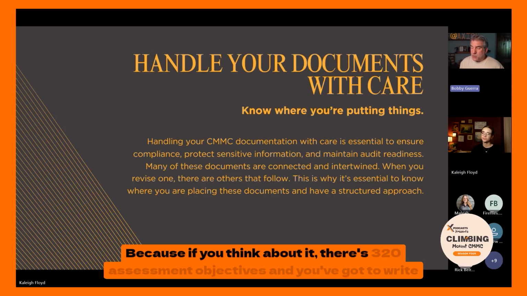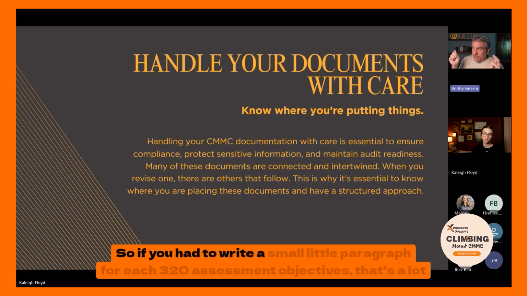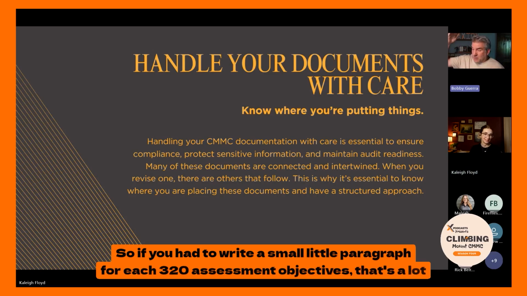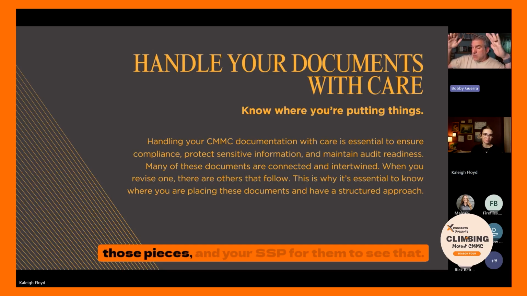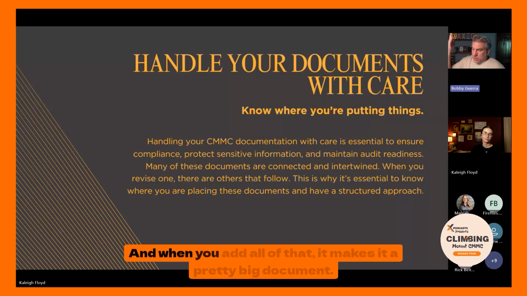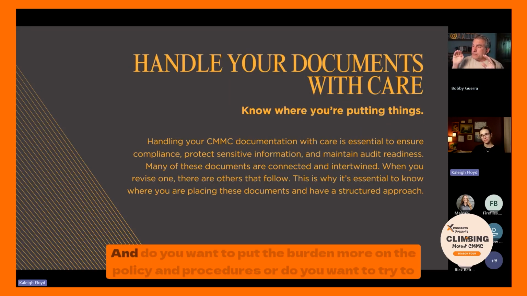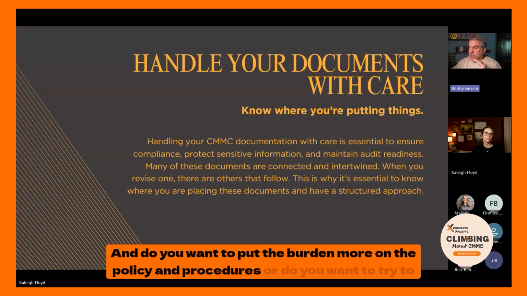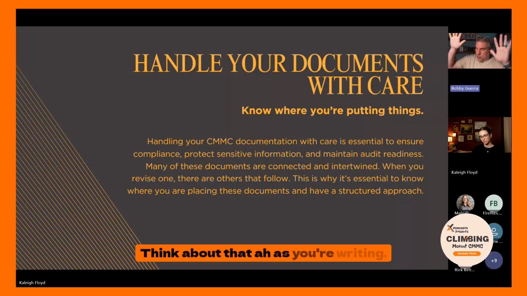Because if you think about it, there's 320 assessment objectives, and you've got to write something for each of those. So if you had to write a small little paragraph for each 320 assessment objectives, that's a lot of pages. And then, oh, by the way, you've got to throw your network diagram, your data flow diagrams, all those pieces in your SSP for them to see that. And when you add all of that, it makes it a pretty big document. So you just want to, like what you're saying, Kaylee, think about when you're writing it, the level of detail that you want to go in. And do you want to put the burden more on the policy and procedures, or do you want to try to have them more in the SSP? Think about that as you're writing it.